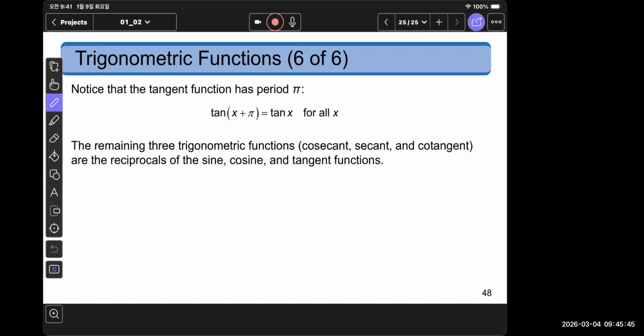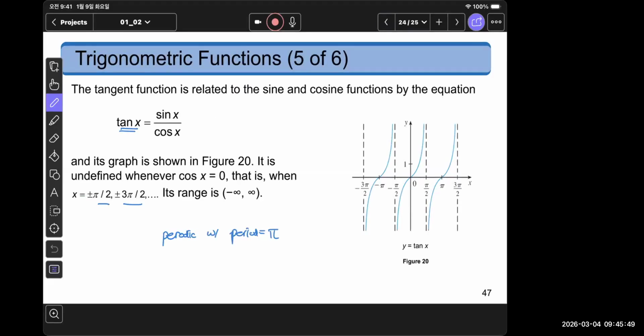So at those points, cosine is zero and the tangent is not defined. Okay, and of course, tangent is an odd function. It is symmetric about the origin, so it is an odd function, right? So those are some properties of the trigonometric functions.